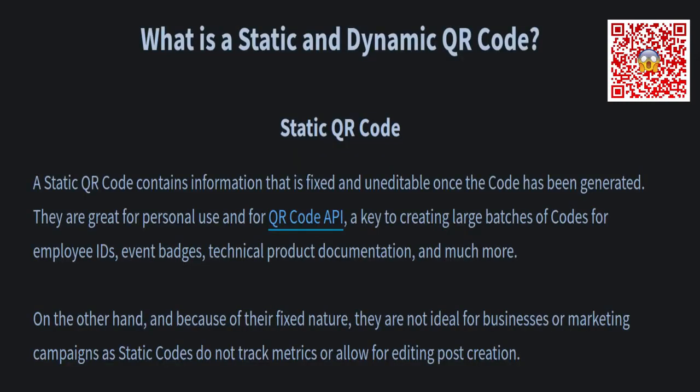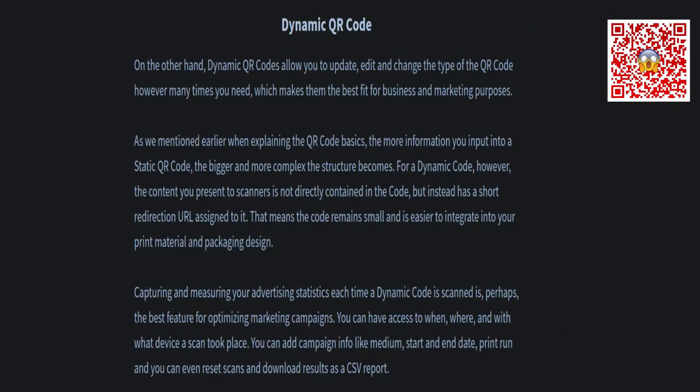On the other hand, because of their fixed nature, they are not ideal for businesses or marketing campaigns, as static codes do not track metrics or allow for editing post-creation. Dynamic QR code. Dynamic QR codes allow you to update, edit and change the type of the QR code however many times you need, which makes them the best fit for businesses and marketing purposes.